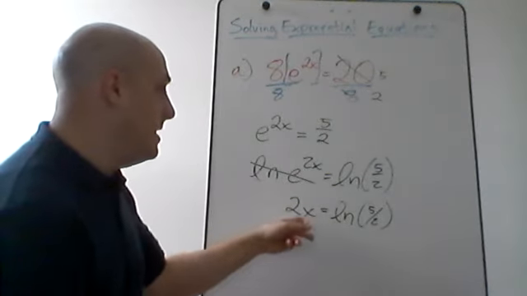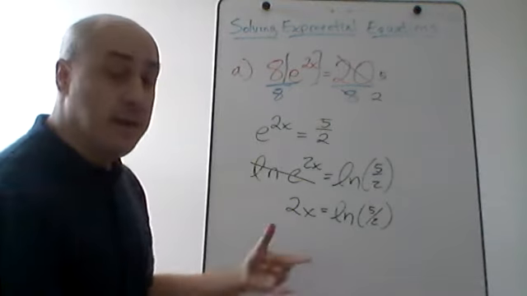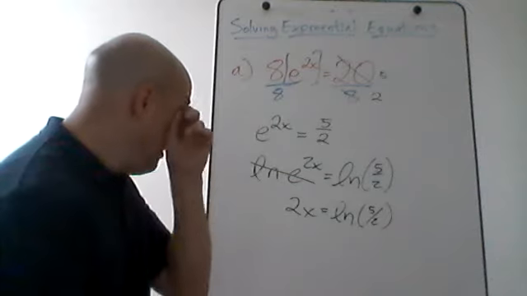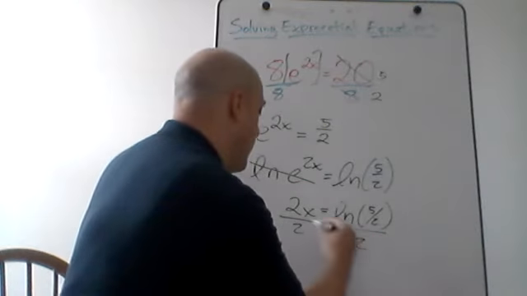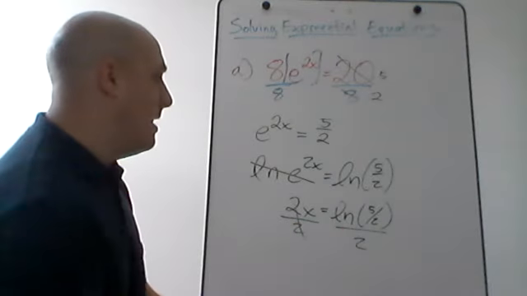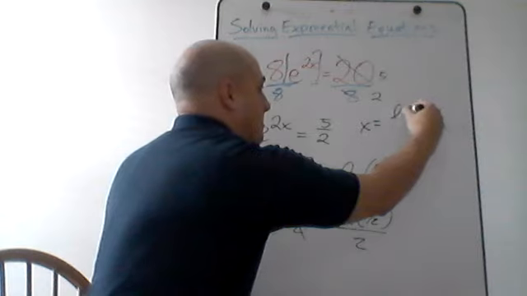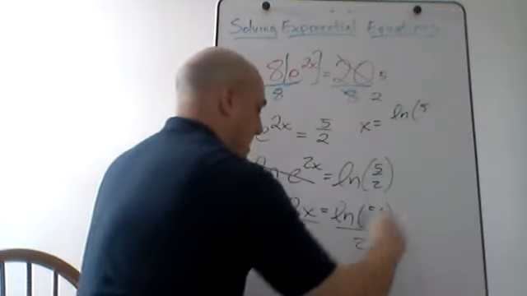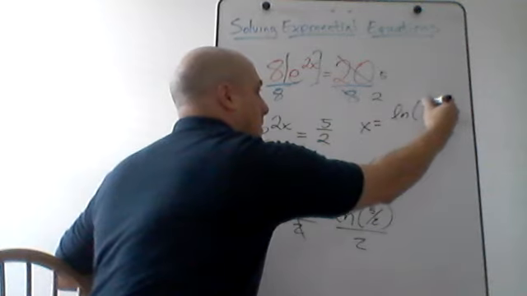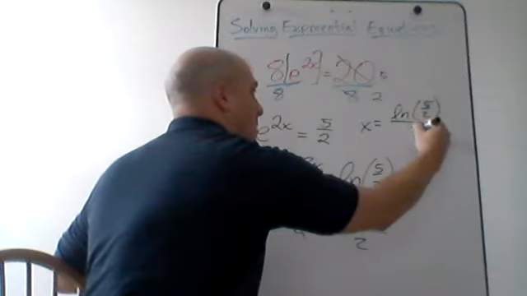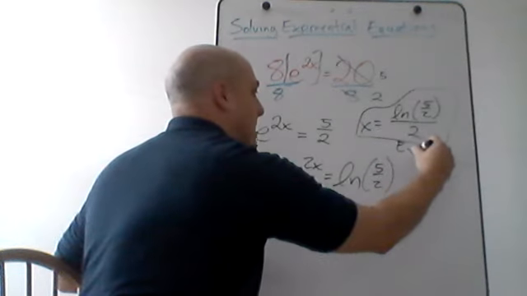Once we cancel out that e, I get 2x equals the natural log of 5/2, and now I can go ahead and solve for x. So I use my natural log, cancel out the e, I divide both sides by 2, and I get that x is equal to the natural log of 5/2 all over 2. This is my exact solution.